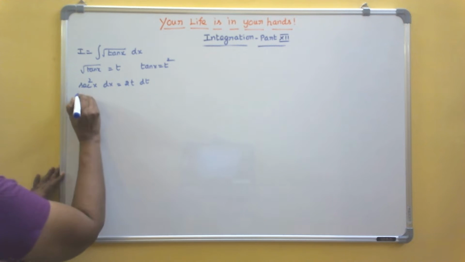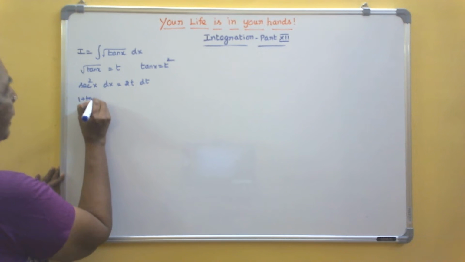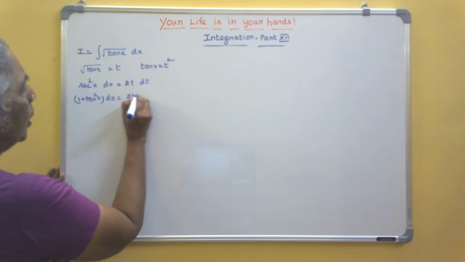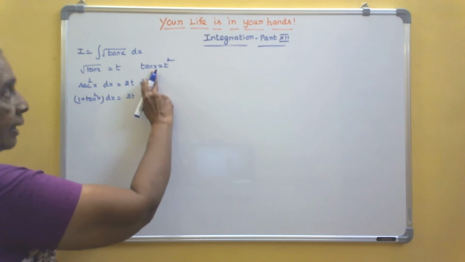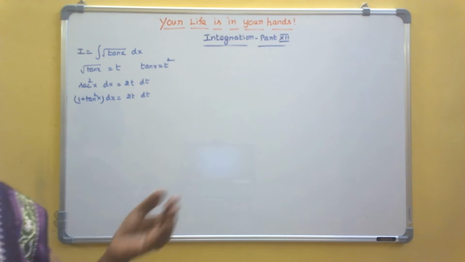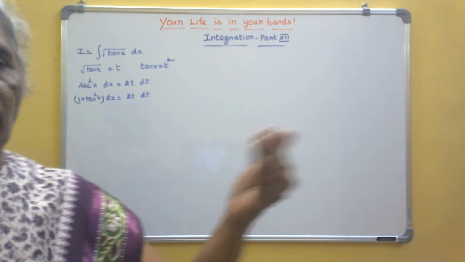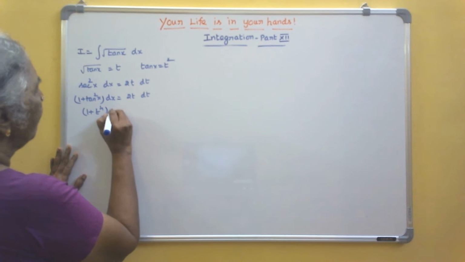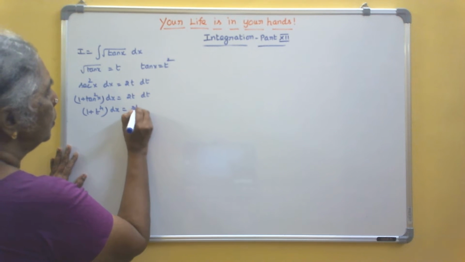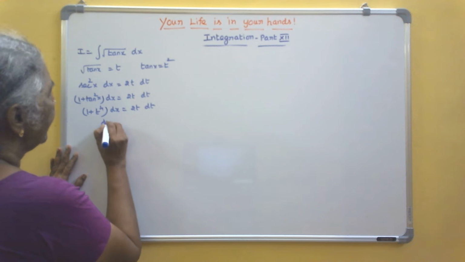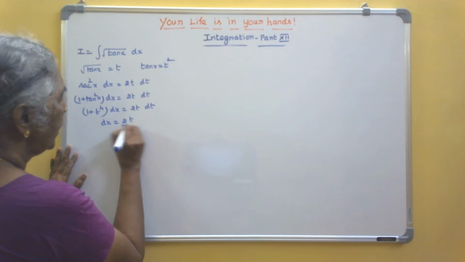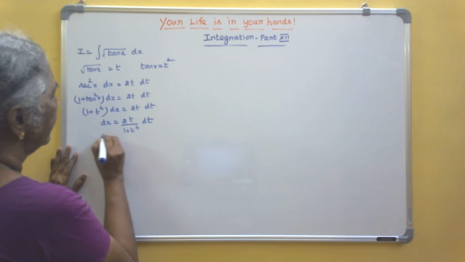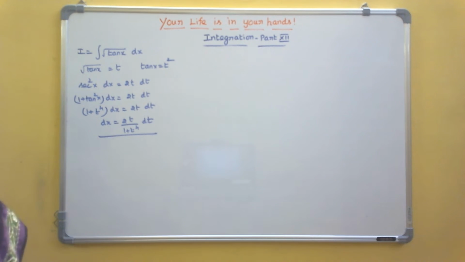Secant squared x can be written as 1 plus tan squared x dx is equal to 2t dt. Tan x is t square. So tan squared x will be t power 4. So I will be getting 1 plus t power 4 dx is equal to 2t dt. My dx will be 2t by 1 plus t power 4 dt. Do you understand this part first?